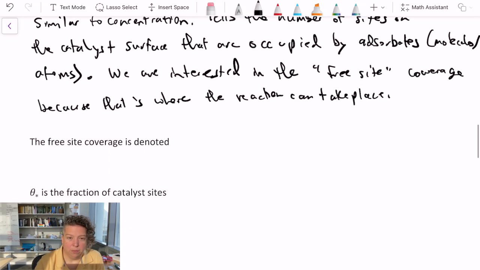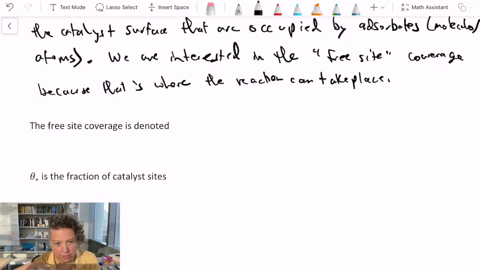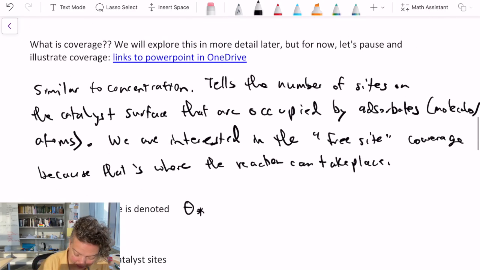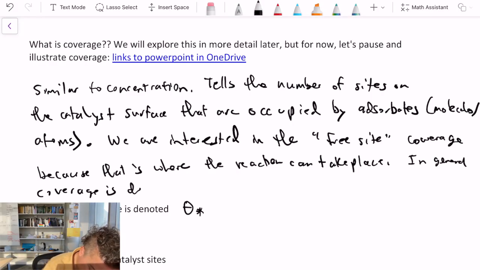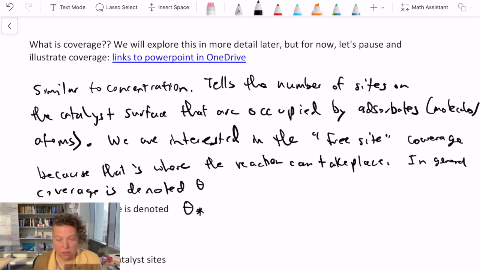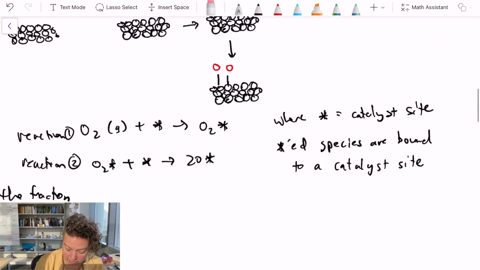And that was those gray regions in the PowerPoint presentation that I just showed. So the free site coverage, we denote theta star. In general, we denote coverage with the lowercase Greek letter theta. The free site coverage is denoted theta star, so this star is this free site, and that goes back to this notation we used here. The star is a catalyst site.